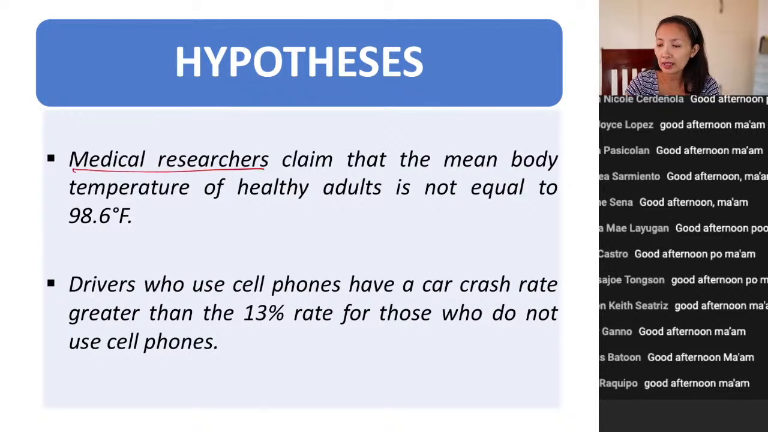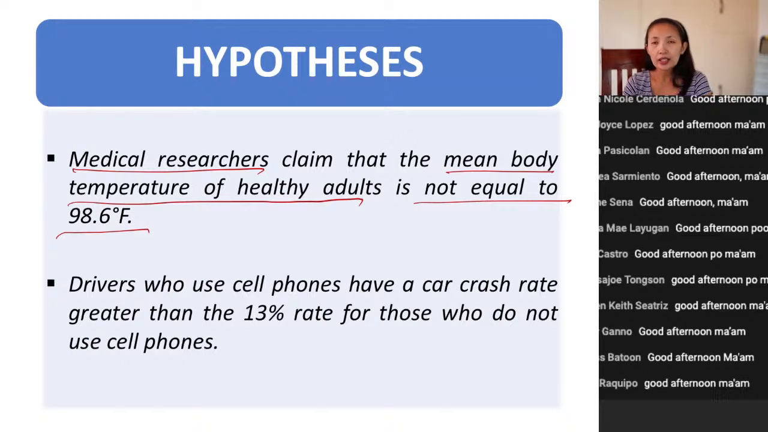A medical researcher claimed that the mean body temperature of healthy adults is not equal to 98.6 degrees Fahrenheit. Okay, so what is the population here? Population here is healthy adults. What is the parameter? What is that measure of the population that the researchers are interested about? The mean. Okay? Mean body temperature. So our parameter is mu.